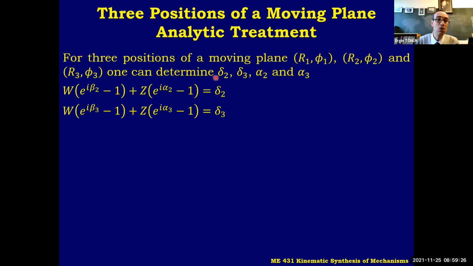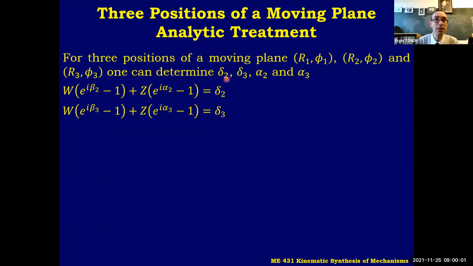Well, we can determine delta 2 and delta 3 very easily. Delta 2 is R2 minus R1, and delta 3 is R3 minus R1. So we know these, and alpha 2 is phi 2 minus phi 1. Alpha 3 is phi 3 minus phi 1. So these two are known as well.